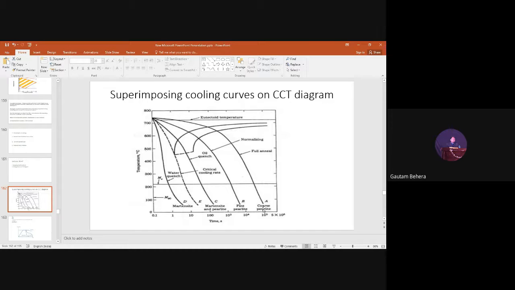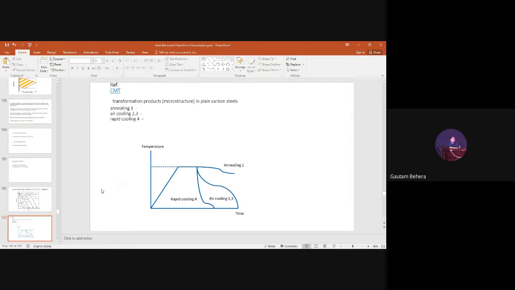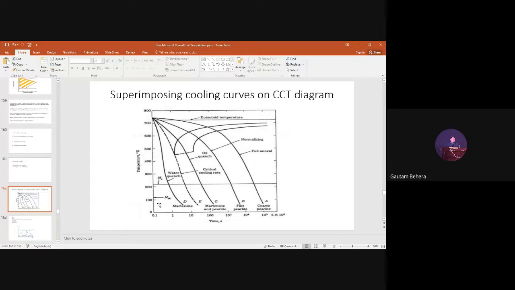During full annealing, we are getting coarse perlite. During normalizing, we are getting fine perlite. But if we are doing what? Hardening, this is actually hardening. High rate of hardening, right? Quenching is very fast. The rate of quenching is very fast. So we'll get martensite here. Right? So now, okay, fine. Do you people have any doubt in this? If you have any doubt, you can ask me right here.